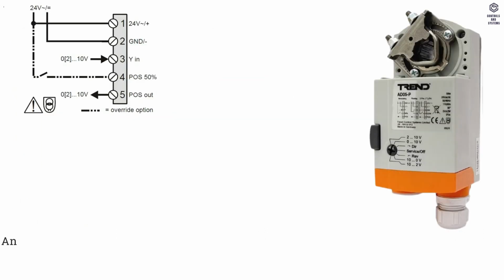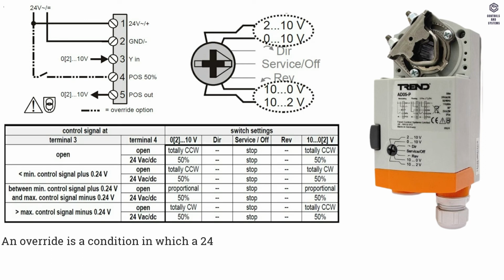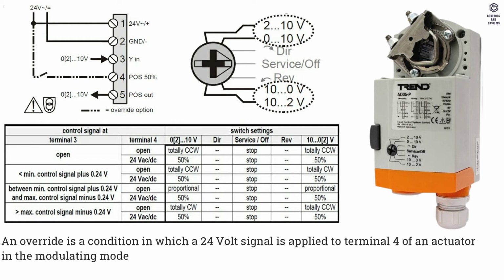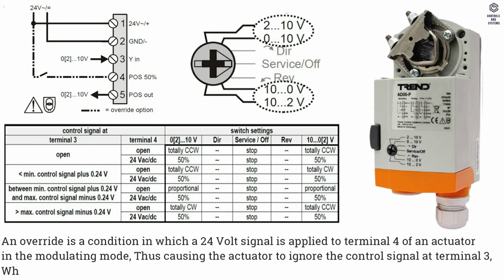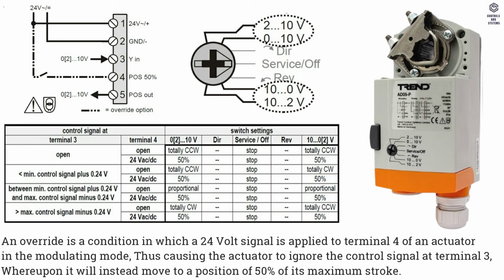Overriding. An override is a condition in which a 24-volt signal is applied to terminal 4 of an actuator in the modulating mode, thus causing the actuator to ignore the control signal at terminal 3. Whereupon it will instead move to a position of 50% of its maximum stroke.